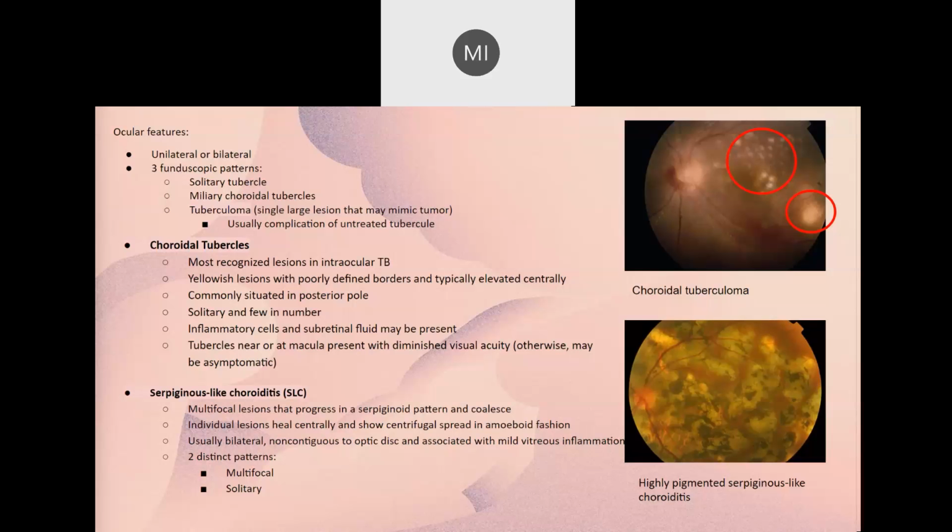The other ocular manifestation of TB is serpiginous-like choroiditis. It is a multifocal lesion that progresses in a serpiginoid pattern and coalesces. The diagram at the bottom right shows a highly pigmented multifocal lesion in a serpiginous pattern. Okay, next slide.